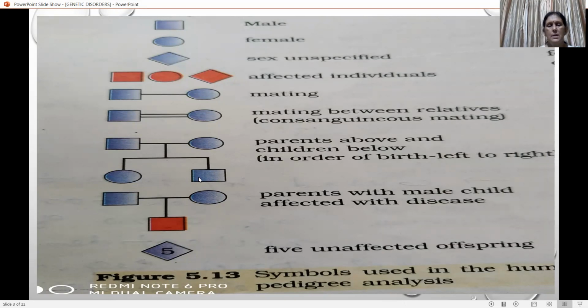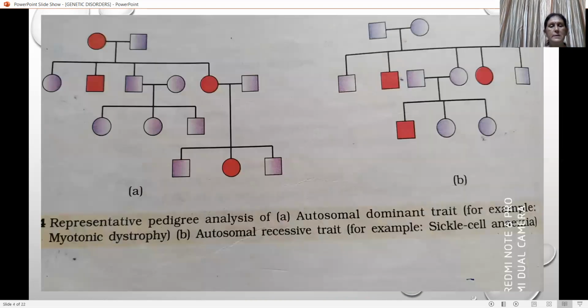In some cases, parents act as carriers of a particular disease. Although it does not appear in the parents' body, it can be transmitted with the help of chromosome or gene into the next generation, that is, offspring. Here you see it is visible in their son. And the fifth type is called unaffected offspring. So these symbols are basically used in pedigree analysis, or family tree.